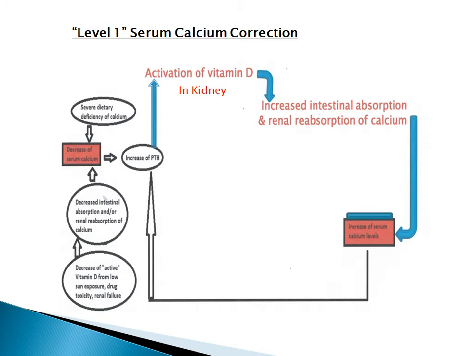This can then cause a rise of the serum calcium level, and this feeds back to inhibit the secretion of parathyroid hormone from the parathyroid glands, and a new steady state has become normalized here. So this is what I would call a level 1 serum calcium correction.